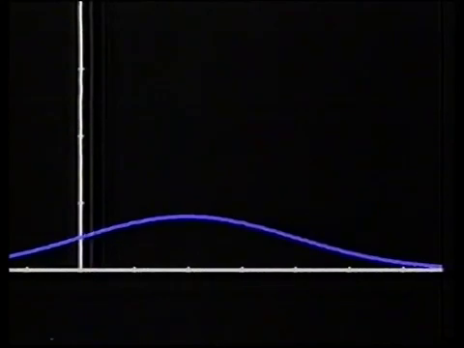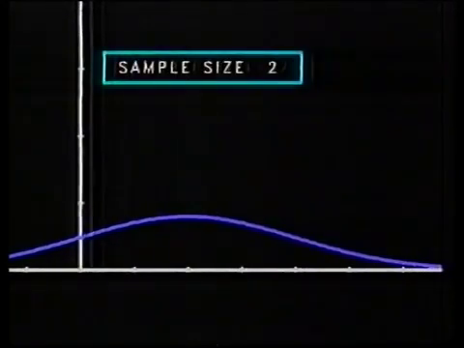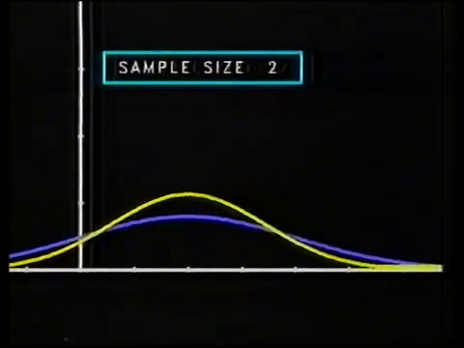If the parent distribution is normal, with mean mu and variance sigma squared, then we can look at the sampling distribution of x bar for different sized samples. This is the distribution for sample size 2. The mean is the same as for the parent distribution, but the variance is halved.